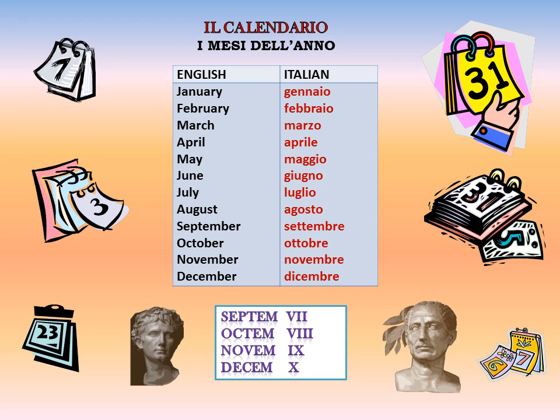Since Italian is so closely related to Latin, it is in the Italian calendar that you can more easily see that the names of the last 4 months of the year were derived from the Latin names for the numbers 7, 8, 9, and 10: septem, octem, novem, and decem. This is because the old Roman calendar, which began in March, contained only 10 months, and September, October, November, and December were the last 4 months of the year. Note that the Italian names for the months are not typically capitalized.